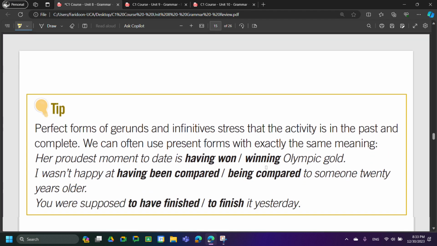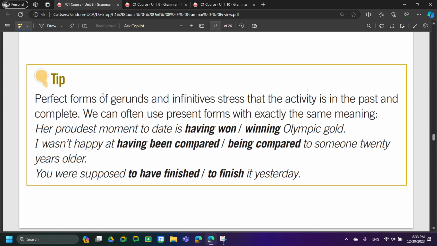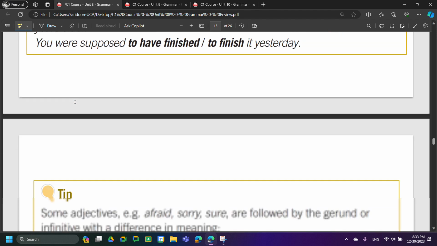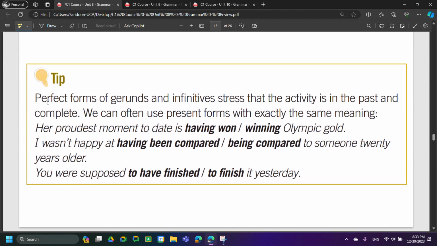Okay? So there are some tips now. Tip number 1, or let's say the first thing that we have in here, I think we have some more tips as well. Perfect forms of gerunds and infinitives stress that the activity is in the past and complete. So just remember this, right? If you're using a gerund in the perfect form, or if you're using an infinitive in the perfect form, you're emphasizing that the activity is in the past. Okay, the activity is not in the present, the activity is in the past, and it's complete. We can often use present forms with exactly the same meaning.